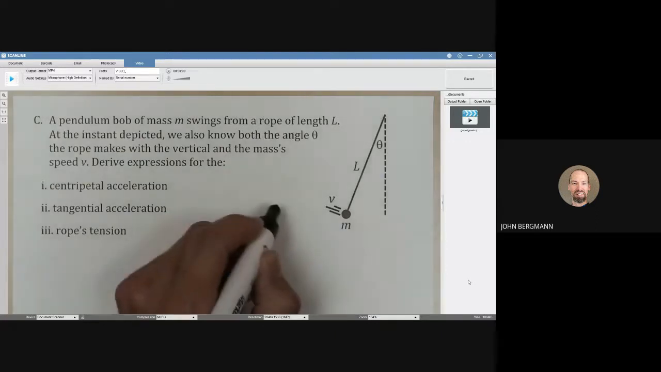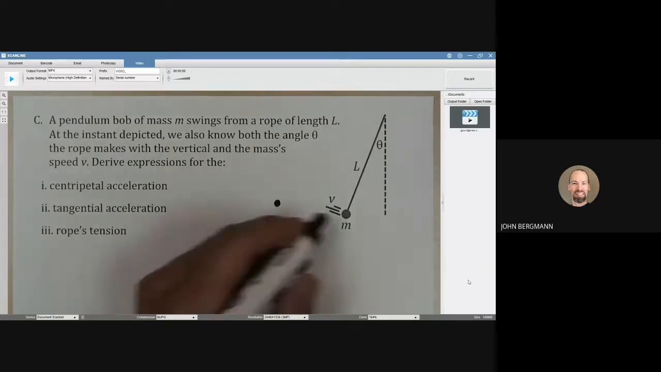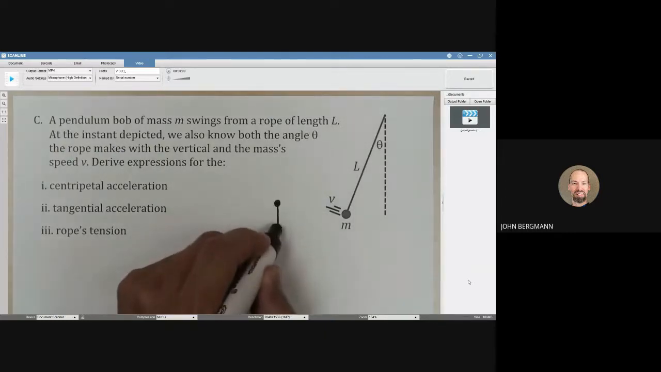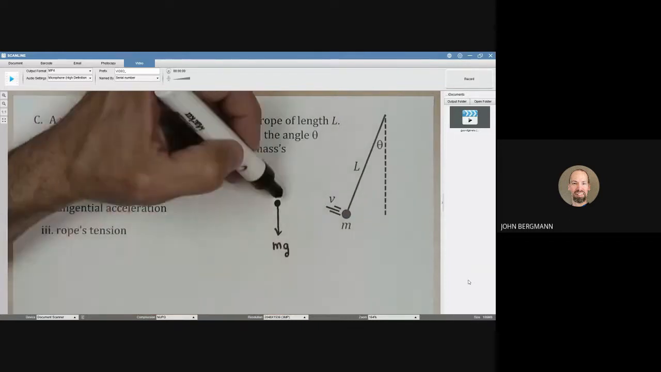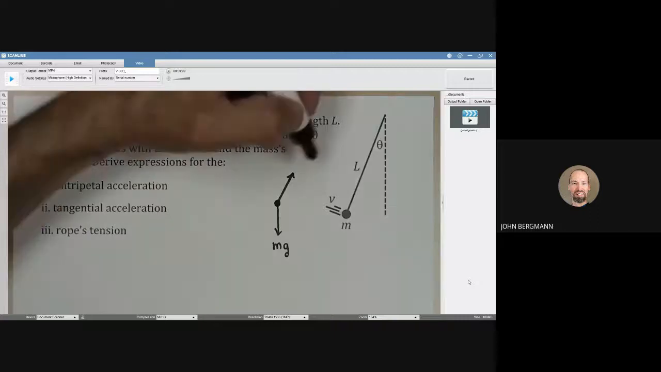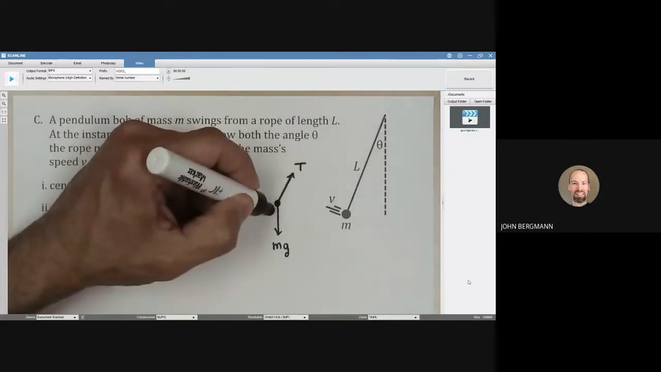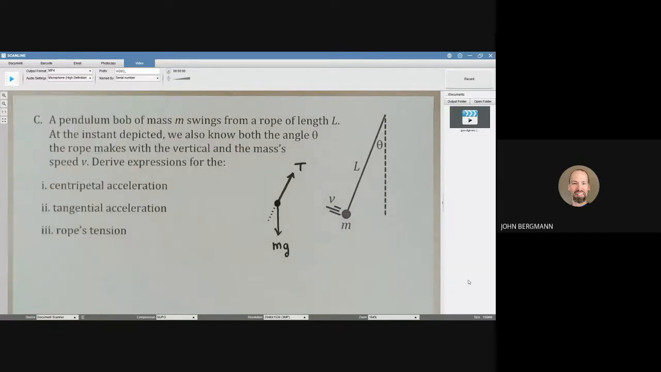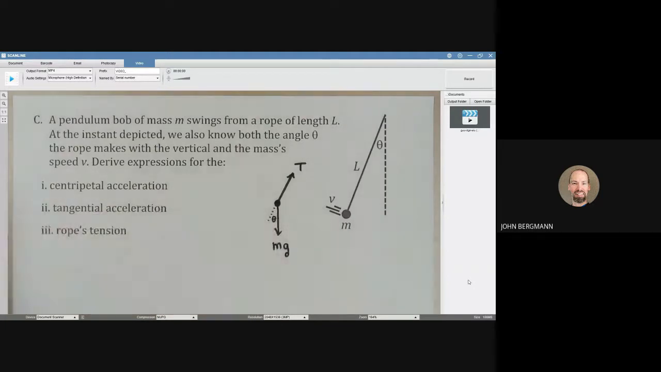As we have come to expect, we're probably going to have to draw a free body diagram here. So let's do that. mg goes straight down, and then the rope has a tension that goes up kind of like that. And if I want to draw that theta in, if that's theta in the given diagram, then I believe this angle right here would also be theta.